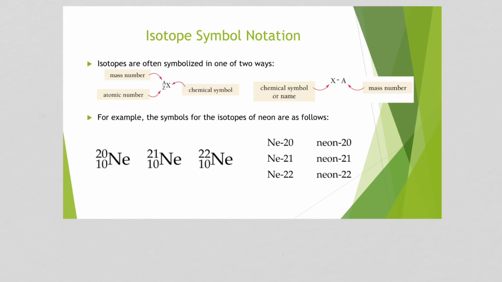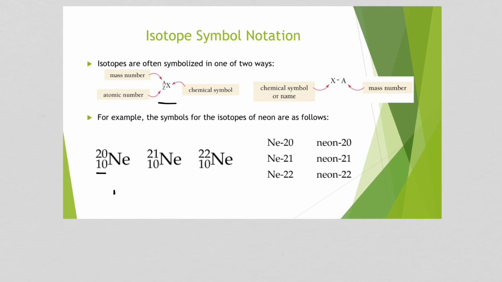Now, we saw a little bit of the symbolism there. There are actually 2 different ways that we can symbolize an isotope. One is more formal, and that is this one here, where we have the chemical symbol and superscripted on the left is the mass number. The mass number is always on top, and on the bottom would be the atomic number. Now, I will say sometimes we leave the atomic number off because we can find it in the periodic table.